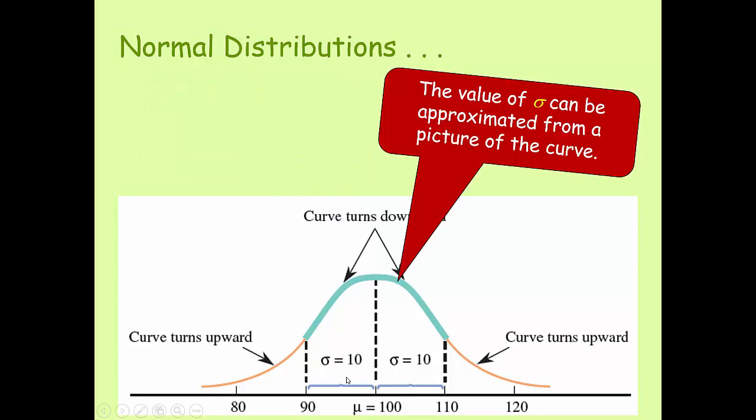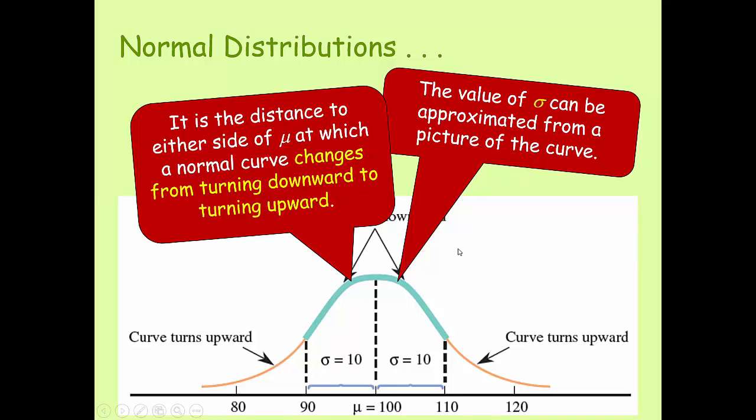And of course, you can see if you have a standard deviation, you can find these values. If one standard deviation is 10 units, then one standard deviation above would be 100 plus 10. One standard deviation below would be 100 minus 10. And if we were two standard deviations, we'd do 2 times 10 plus the mean, and so on. So the distance to either side of the mean changes. You can notice the curve is changing from turning downward to starting to turn upward.